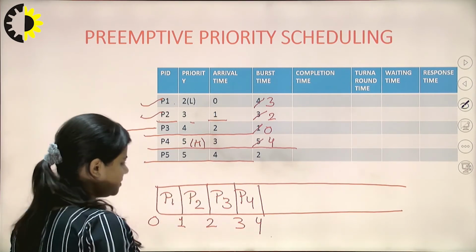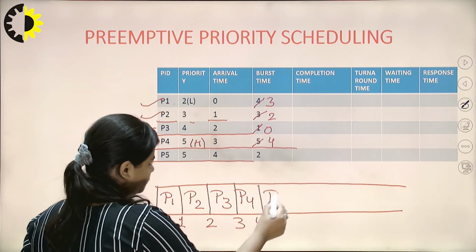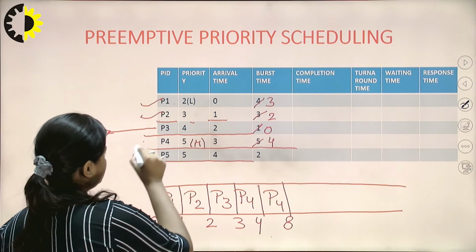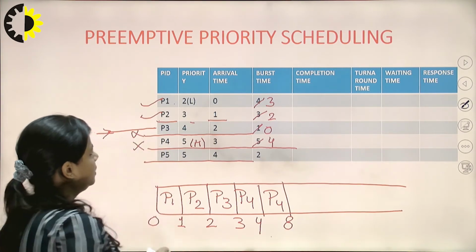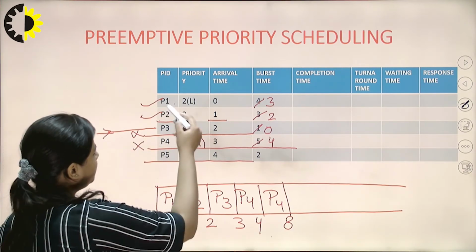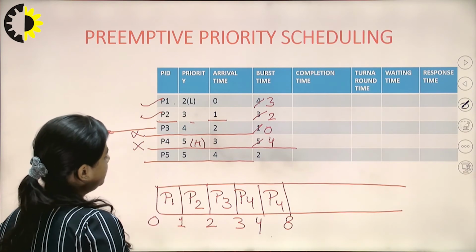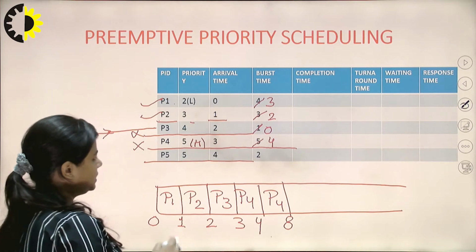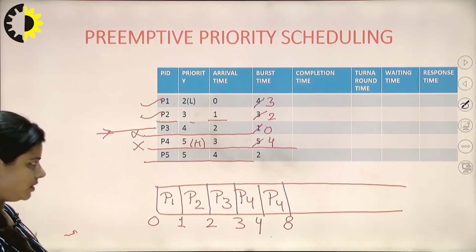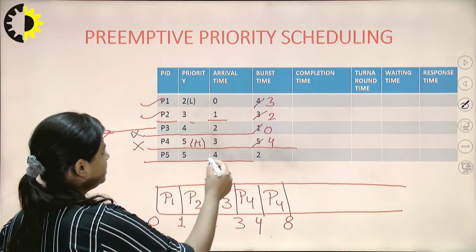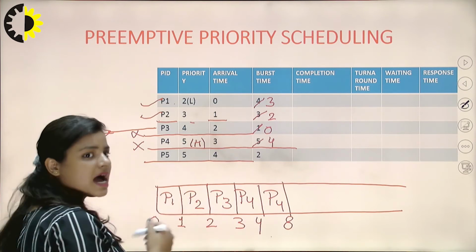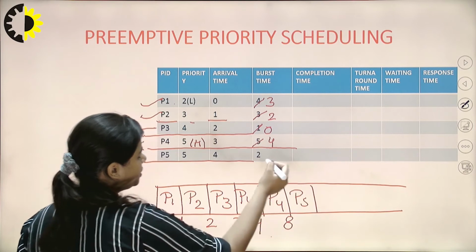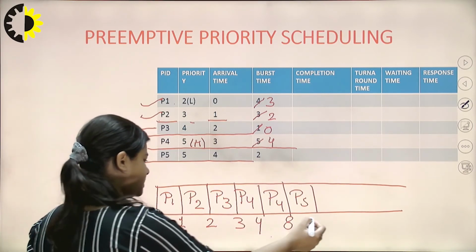So P4 will get the CPU first for the remaining 4 time, which means the total is 8. So it is completed. Now we are having P1, P2, P5. P1 has priority 2, P2 has priority 3, P5 has priority 5. So P5 will get the CPU first because it has the higher priority. P5 is looking for CPU for 2 time, which means the total is 10.